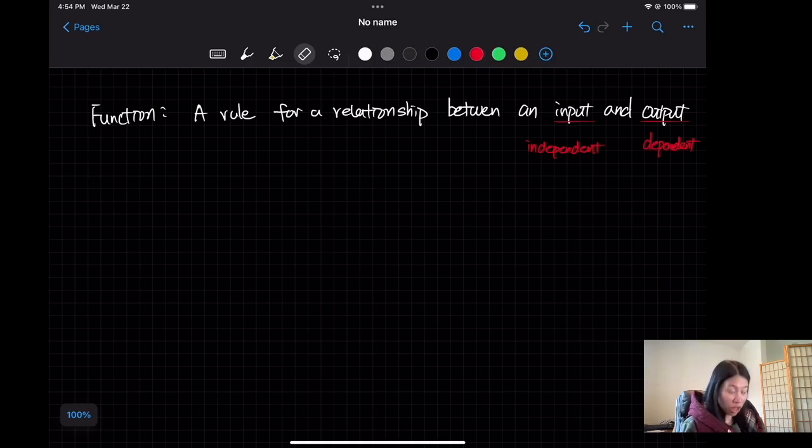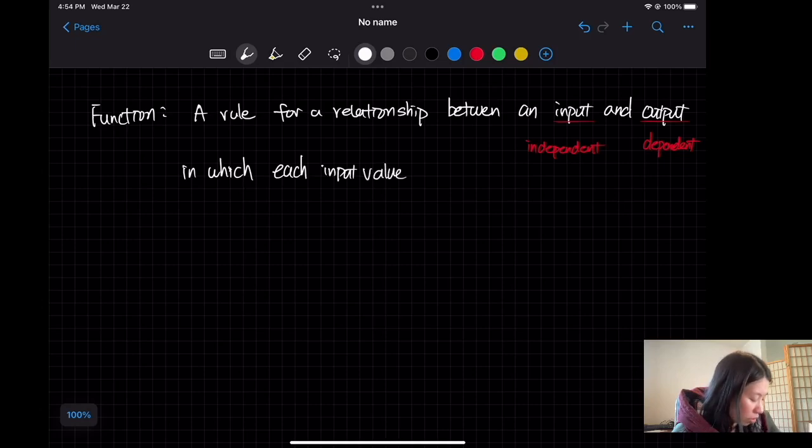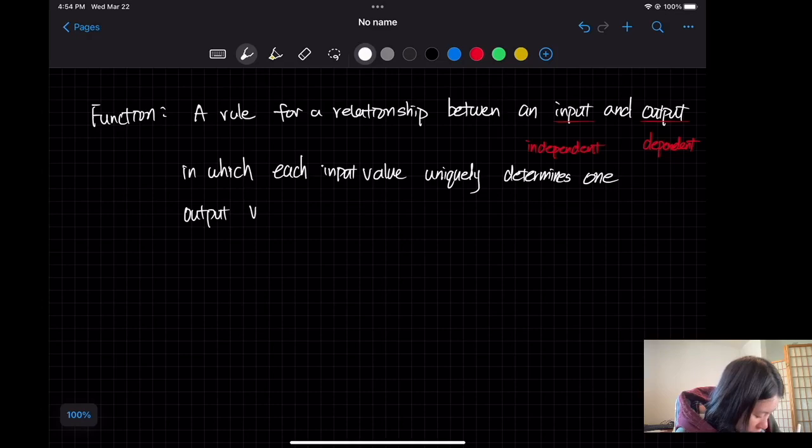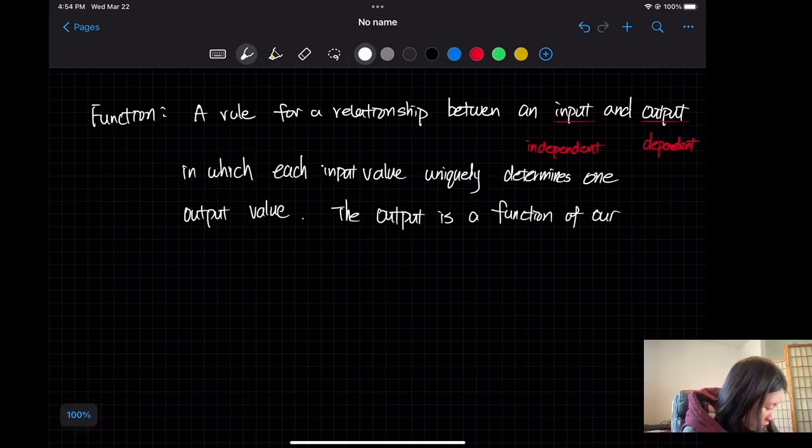Also, in a function, each input value uniquely determines one output value. And then we will say the output is a function of the input. The output is a function of our input.